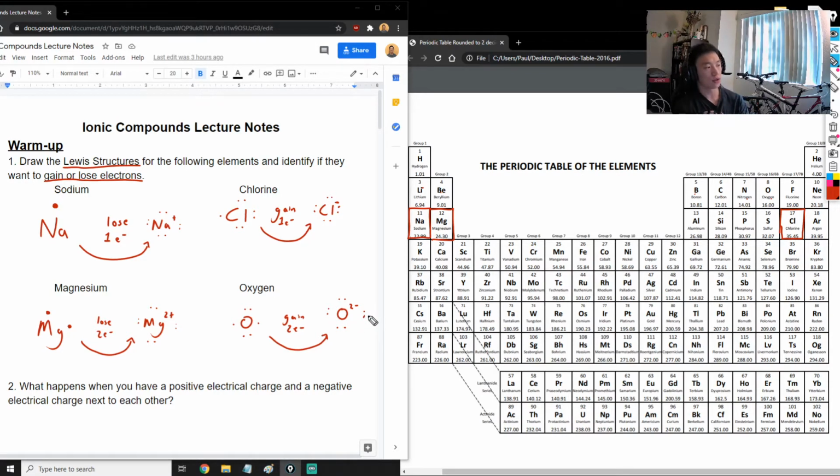Okay, so that's just a review on Lewis structures and whether or not they want to gain or lose electrons for their ions. Now, let's just review one last thing. What happens when you have a positive electrical charge and a negative electrical charge next to each other? You should remember the word that we use is attract. They like each other, so they're going to come closer together. If there are opposite charges, we know that they attract. So opposites attract. Alright, so that's going to be it for review. Now we're going to learn about ionic compounds and how they form.